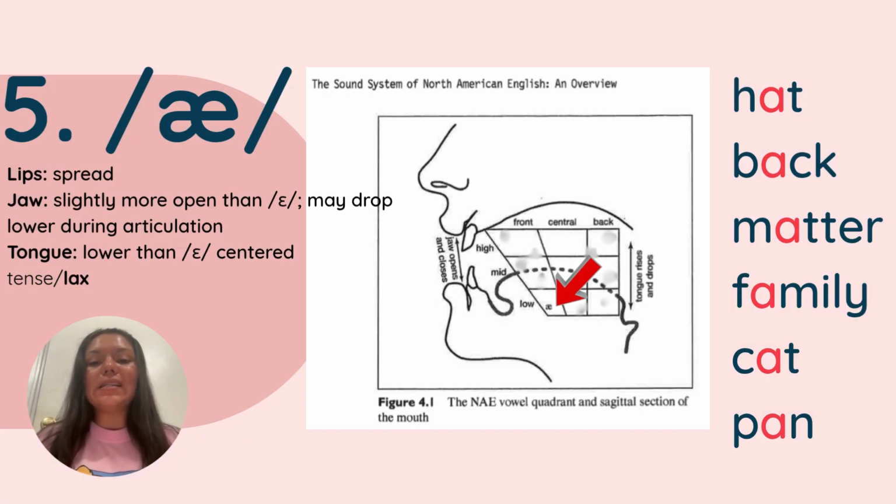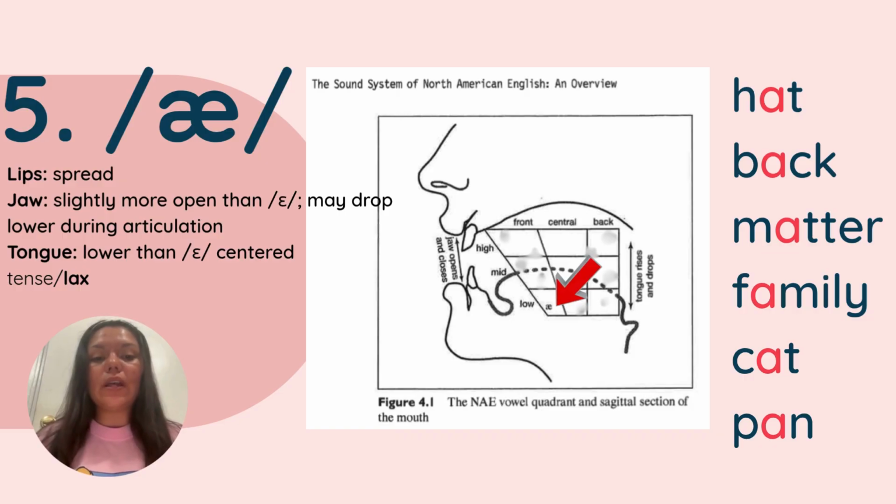So let's talk about our A sound. When we are making the A sound, our lips are spread, the jaw is slightly more open than with the eh, and it may drop lower during articulation. Our tongue is also lower than with the eh and is centered. This is also considered a lax phoneme.